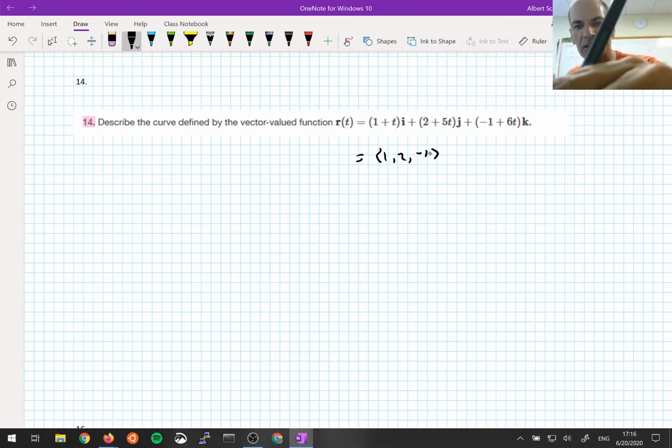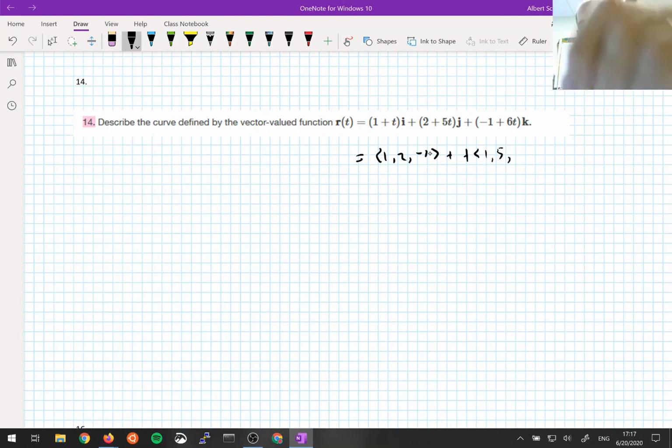And we get the vector plus t times the vector. In the i slot, we get a 1. In the j slot, we get a 5. And in the k slot, we get a 6. So that's the vector form of the line. We can see the parameter t here.